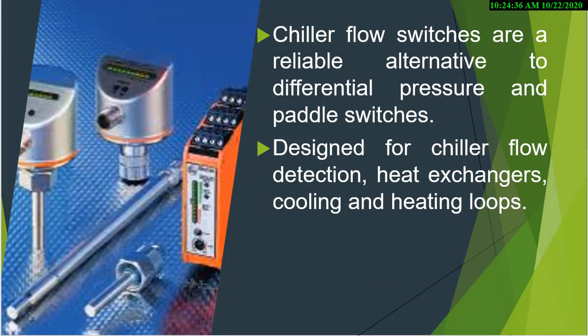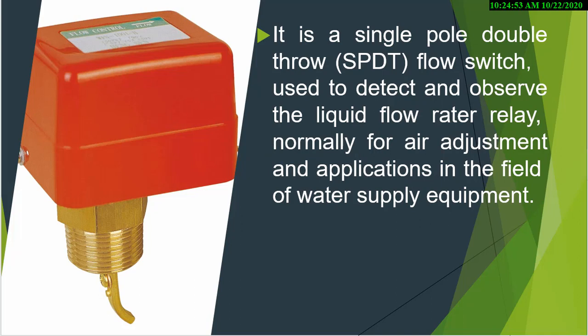Chiller flow switches are a reliable alternative to differential pressure and paddle switches, designed for chiller flow detection, heat exchangers, and cooling and heating loops. It is a single pole double throw, SPDT, flow switch used to detect and observe the liquid flow rate, with a relay, normally for air adjustment and applications in the field of water supply equipment.